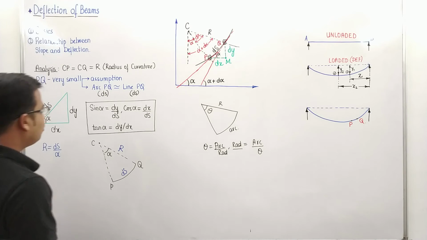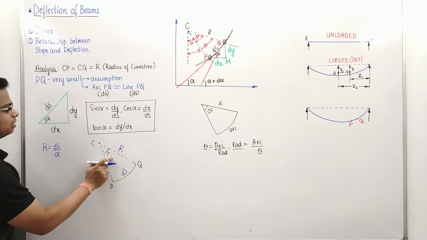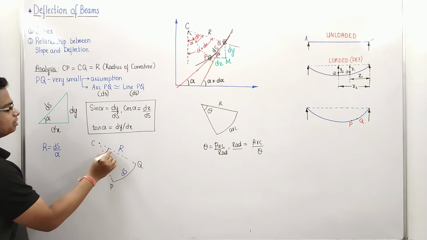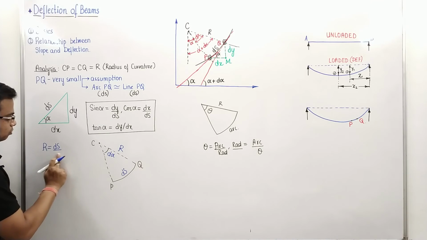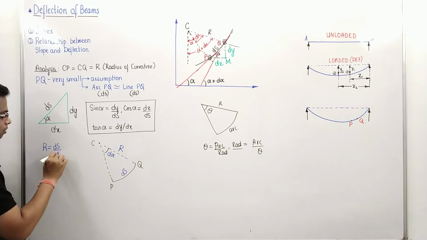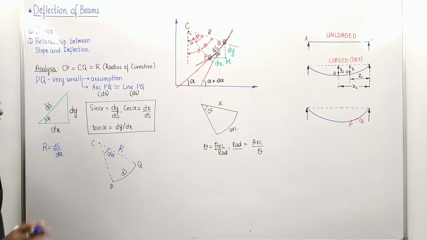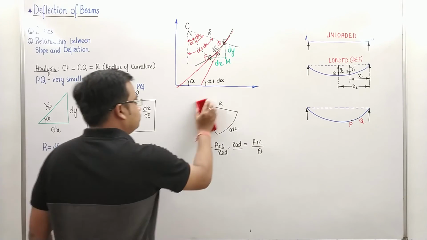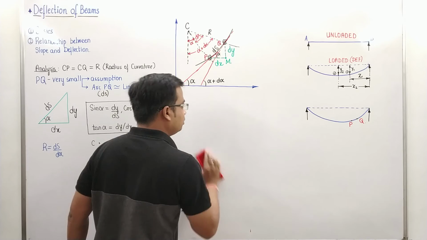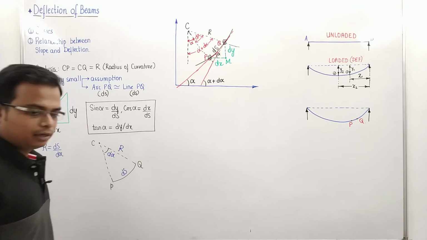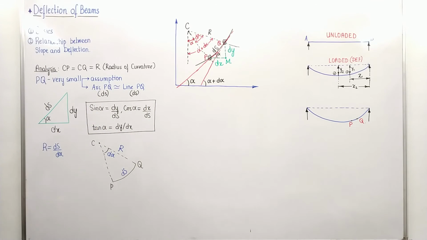Okay, not alpha, but what is that angle? It's not alpha. Let me write this as d alpha. So that is ds over d alpha. So this completes our analysis. Okay. Now there are a lot of things left. Let me cover them one by one. It's going to get easy.